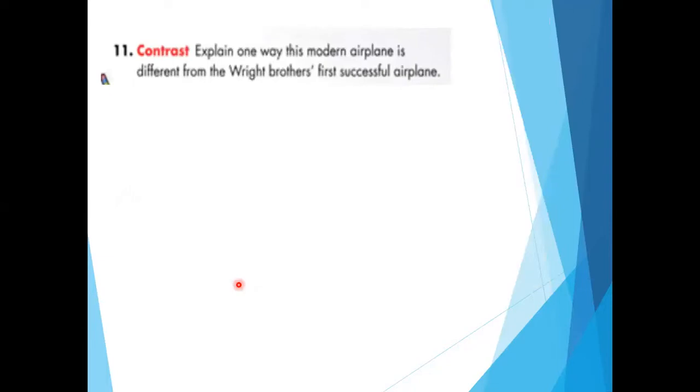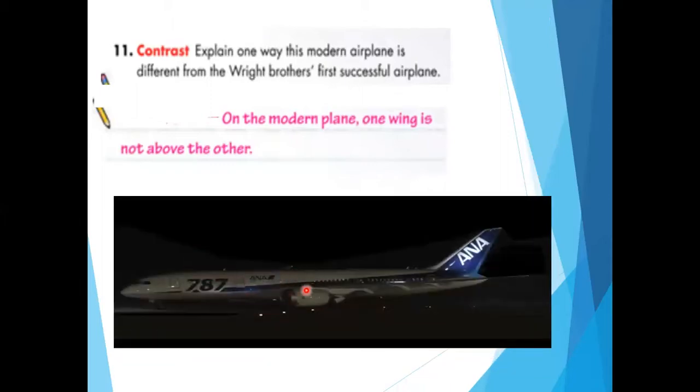Now, who can read for us question number 11? Explain one way this airplane is different from the Wright brothers' first successful airplane. If you see here, this is the modern airplane. On the modern plane, one wing is not above the other.